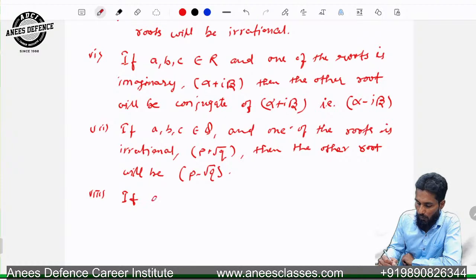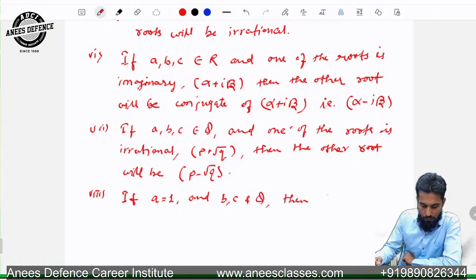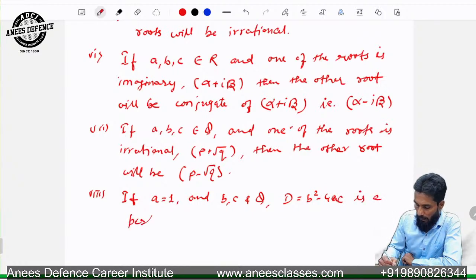Like if suppose small a, that is the coefficient of x square, is 1. Fine. And small b and small c belong to rational numbers, then both the roots can be considered as integers if the discriminant value is a real number, right? That is, discriminant is equal to b square minus 4ac. This is our discriminant value. It should be a perfect square.